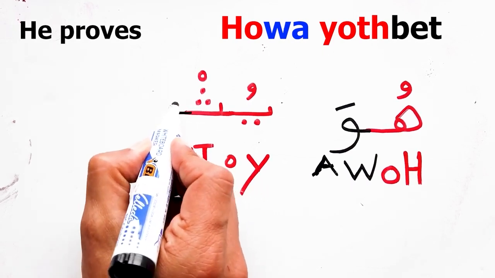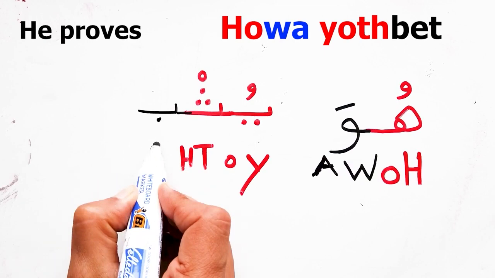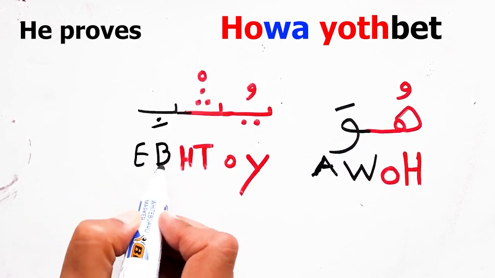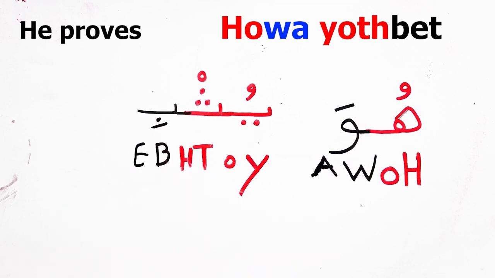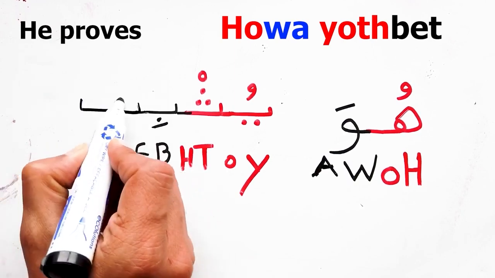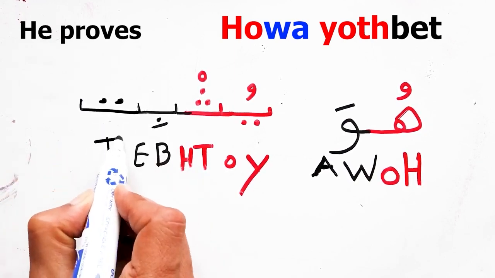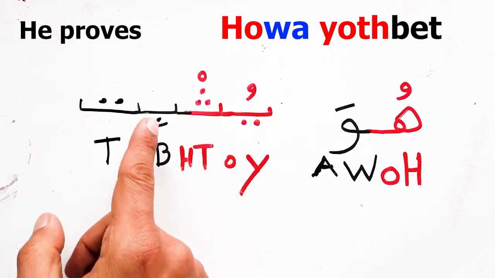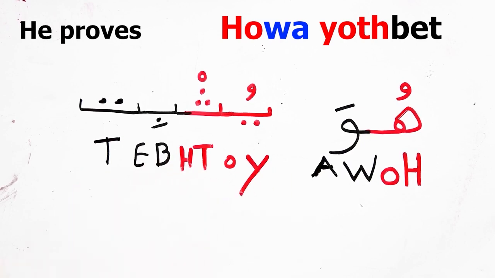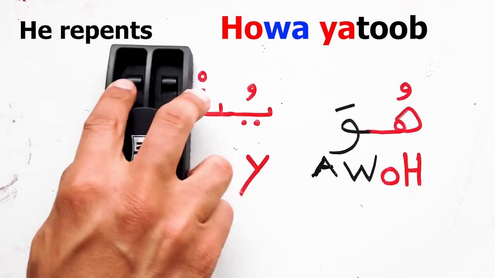B. هو yuthB. Ba sounds like B. Okay. Yuth B. Kasra sounds like E. B. Yuth B. يثبت. The sound of T here. Let's add it in the end. Let's read. يثبت. هو يثبت. هو يتوب.